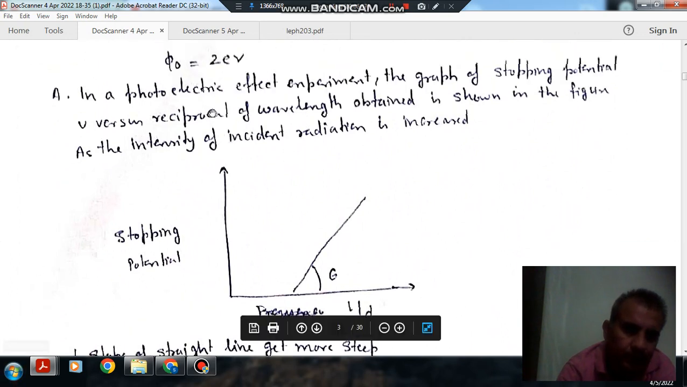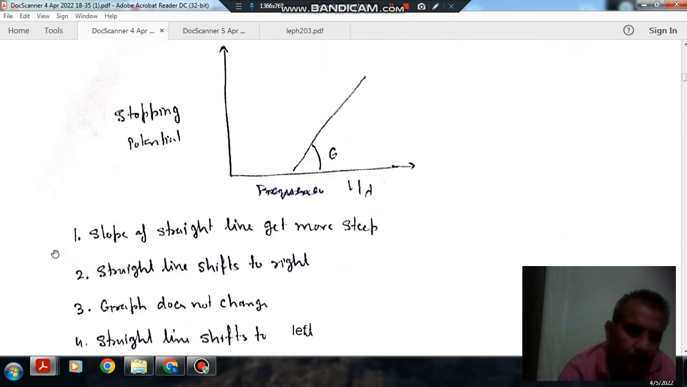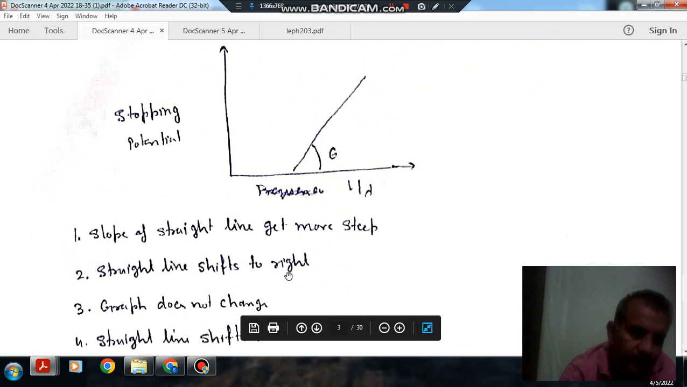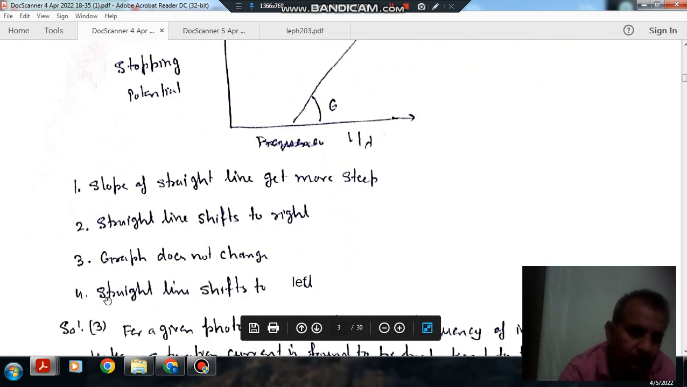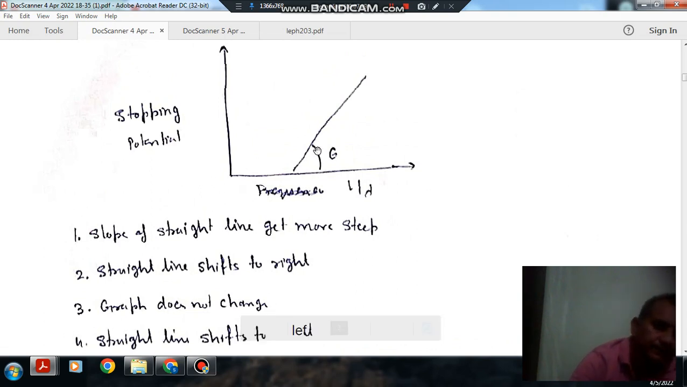Next, in a photoelectric effect experiment, the graph of stopping potential V versus the reciprocal of the wavelength of the light is shown in the figure. As the intensity of incident radiation is increased, option 1, the slope of the straight line gets more steep. Option 2, the straight line shifts to the right. Option 3, the graph does not change much. Option 4, the straight line shifts to the left. So this is the straight line, this is the stopping potential, this is 1 by lambda, and this is the angle theta.